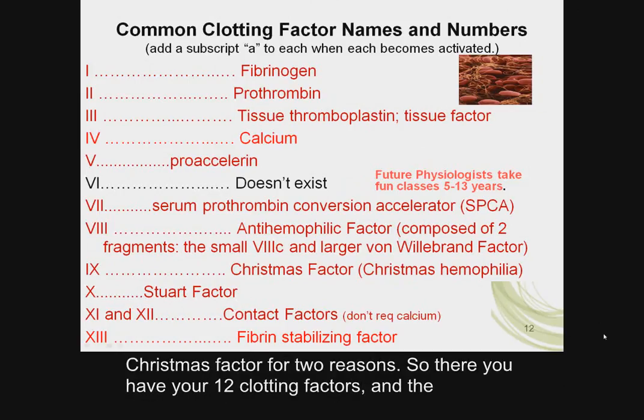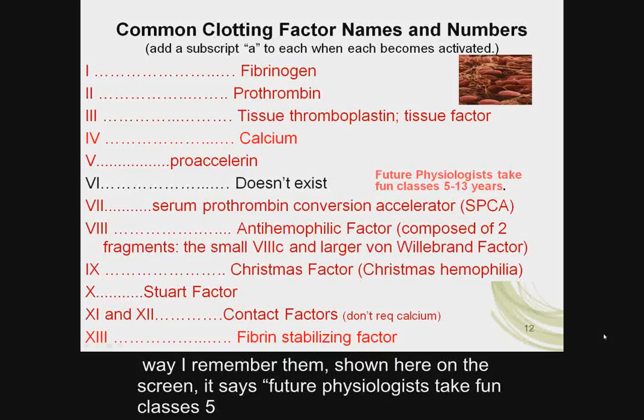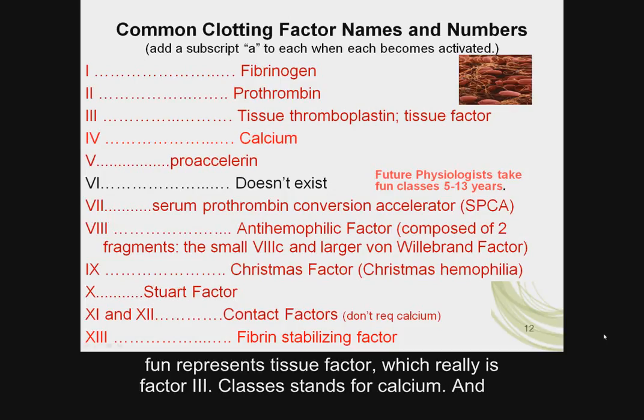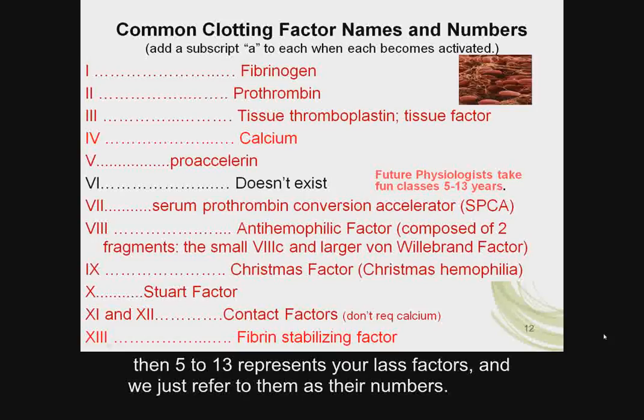So there you have your 12 clotting factors, and the way I remember them shown here on the screen. It says future physiologists take fun classes 5 to 13 years. The future stands for fibrinogen. Physiologist stands for prothrombin. Take fun represents tissue factor, which is really factor 3. Classes stands for calcium, and then 5 to 13 represents your last factors, and we just refer to them as their numbers.